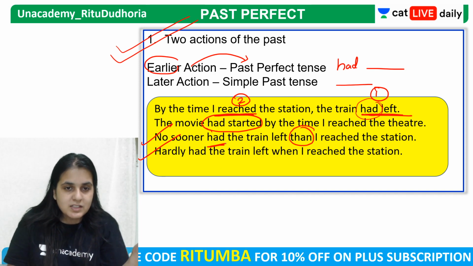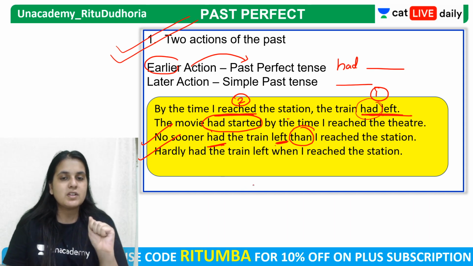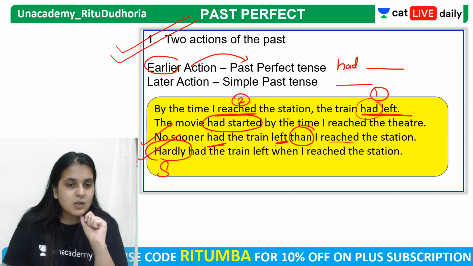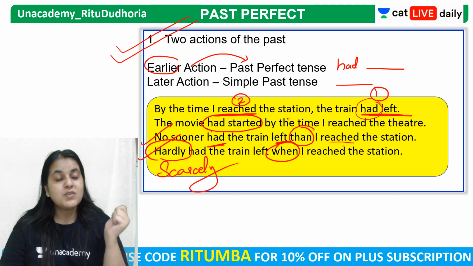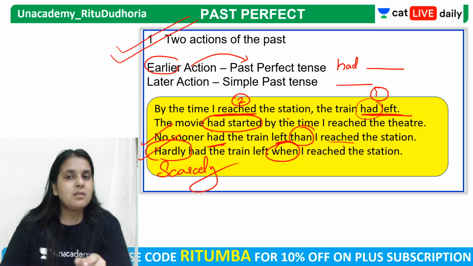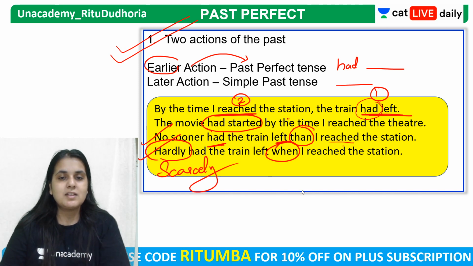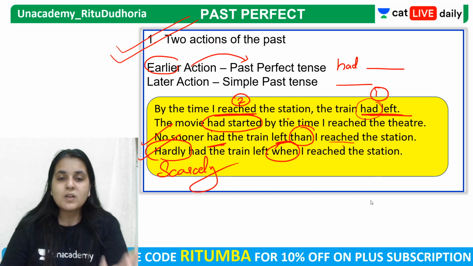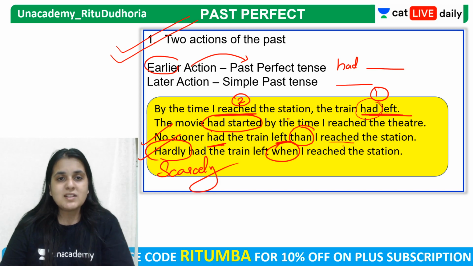No sooner had the train left than I reached the station. Simple past. Hardly और scarcely के साथ when आएगा. Hardly had the train left or scarcely had the train left when I reached the station. Very important rule. Earlier action past perfect tense, later action simple past tense. Guys, examples याद रखो. Constant examples I keep giving you so that ये बार बार reiterate होता रहे. Frame your own examples. That's the best way to learn grammar, is to frame your own examples.